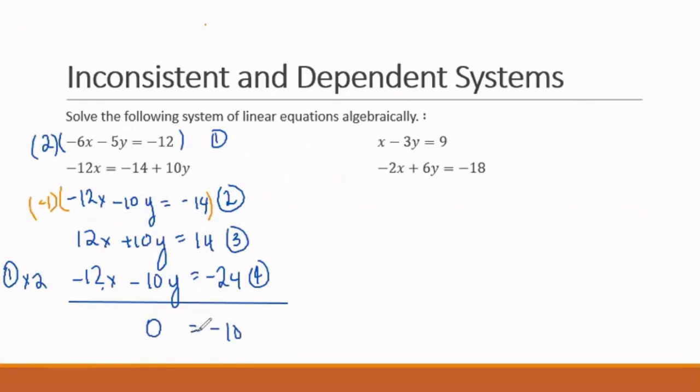Is 0 equal to negative 10? No, 0 is never equal to negative 10. So this is nonsense. If you get a nonsense statement like this, where you don't have any x's or y's, it's different from x is equal to 0. 0 is a number. Here, we don't even have an x or a y. It means that those two lines are parallel, and therefore there's no solution to this system. They do not intersect. So a nonsense answer is an indication that the lines are parallel.